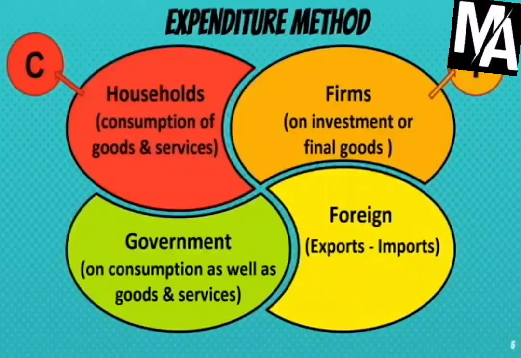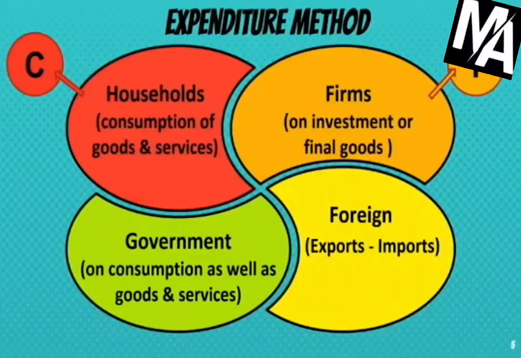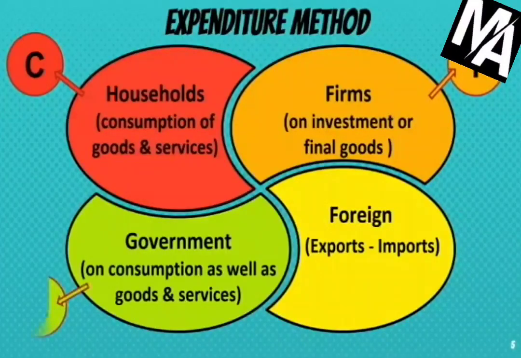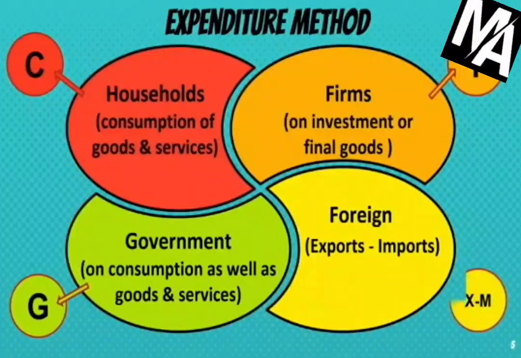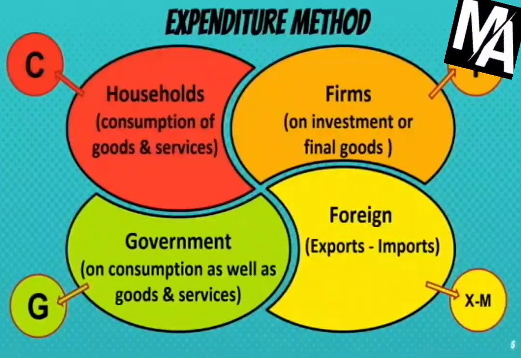For the firms, since we are going to use investments as the main topic here, all expenditure made on investments or consumption of final goods will be considered as capital letter I by the firm sector. All the spending made by the government on consumption of goods and services will be denoted by the capital letter G, and all the exports will be X, and the imports, which are supposed to be subtracted, will be denoted by the letter M.